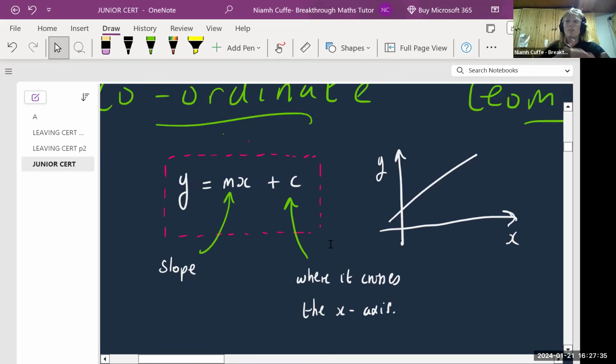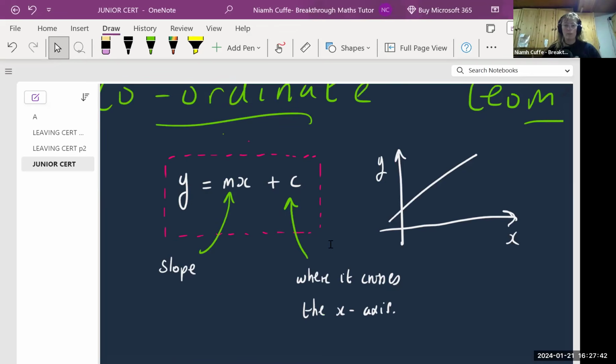Just when you see a straight line graph, I always want you to think y equals mx plus c. Okay, straight line graph, y equals mx plus c. M here is the slope, and c is where it crosses the x-axis. So c is the y-axis. Sorry, that should be a y. C is where it crosses the y-axis.